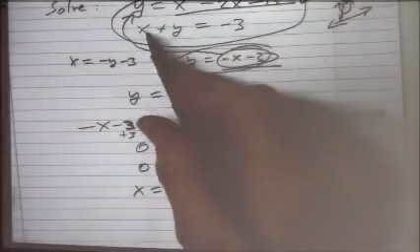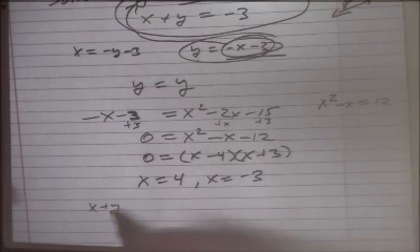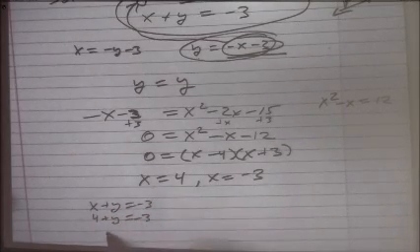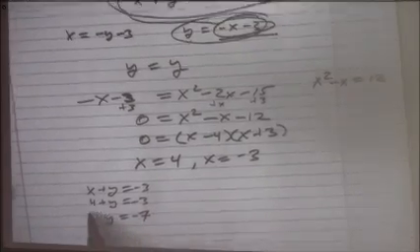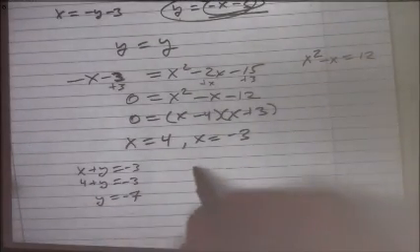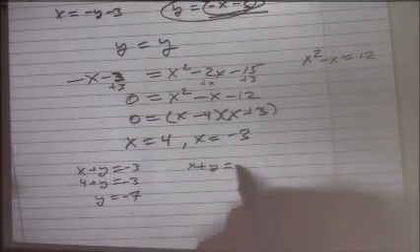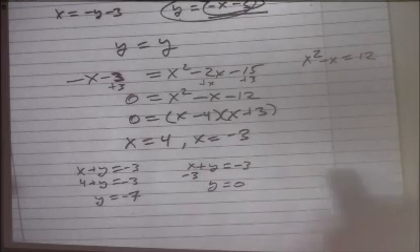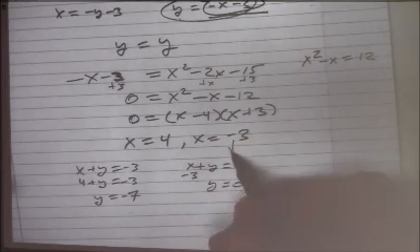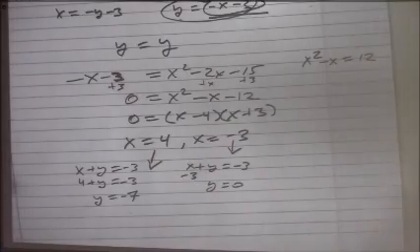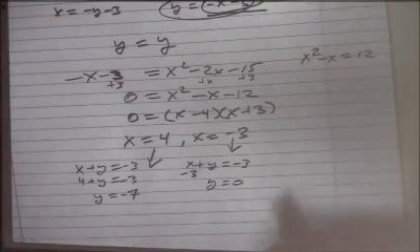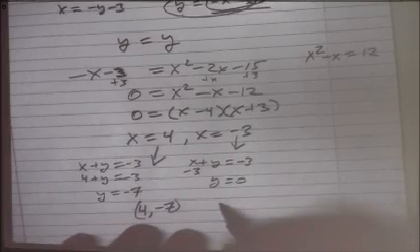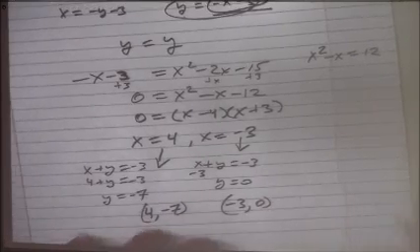So it looks like if I put a 4 in here, x plus y equals negative 3. 4 plus y equals negative 3. Subtract 4 from both sides. Y is equal to negative 7. If I put negative 3 here, x plus y is equal to negative 3, it looks like y is equal to 0. So for this one, I get a 0, and for this one, I get a negative 7. So it looks to me like one answer is 4, negative 7. The other answer is negative 3, 0.